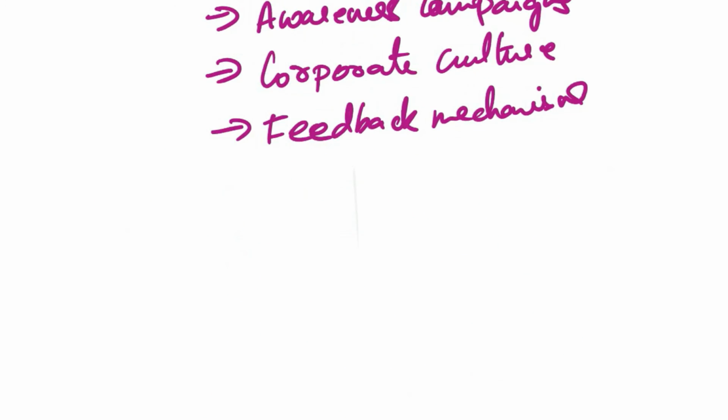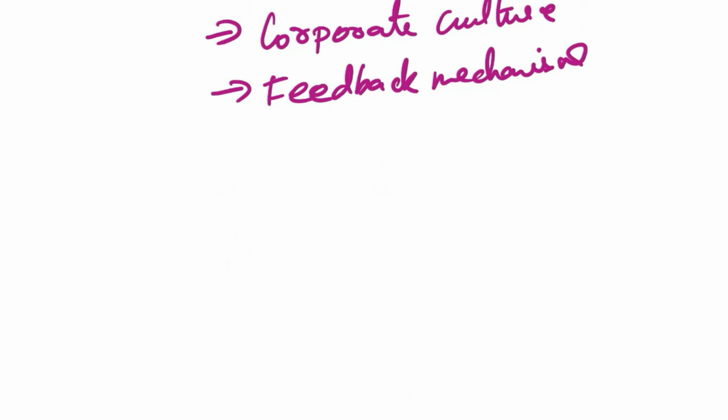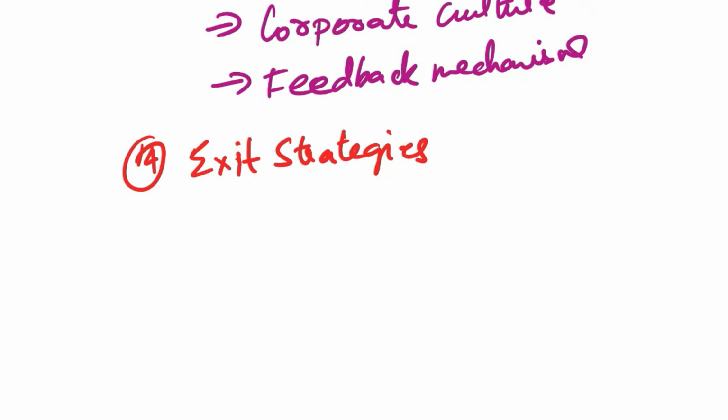Let's look at the next key aspect of TPRM, exit strategies. It refers to the steps and considerations involved in terminating or concluding relationships with third party vendors or partners. Developing effective exit strategies is crucial to ensure a smooth transition and mitigate potential risks associated with the discontinuation of a business relationship. Let's see the steps for exit strategies in the TPRM process.